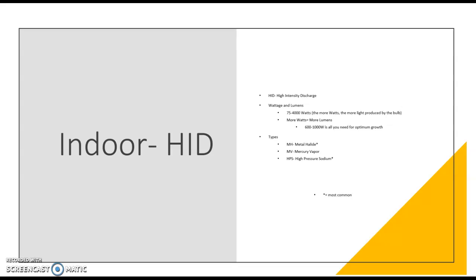The different types of high intensity discharge lights are metal halide, mercury vapor, and high pressure sodium. And metal halide and high pressure sodium are commonly used today. They are mostly replacing the mercury vapor lights that we used to have.